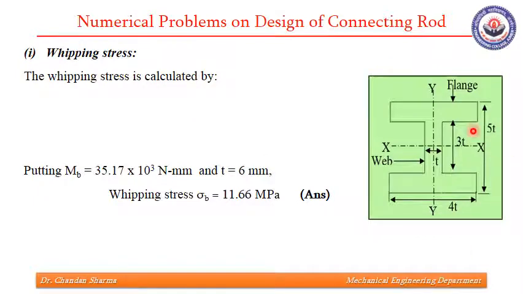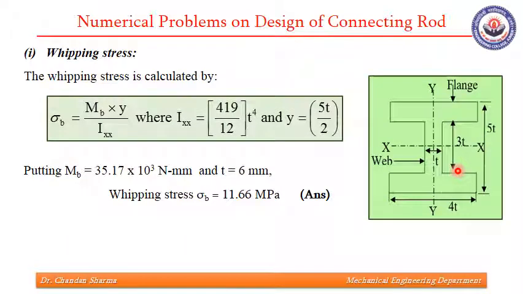For this standard cross section, the whipping stress shall be calculated by the formula sigma b as Mb y over Ixx. For the standard section, Ixx is given by this equation and y is given by 5t by 2. When we put all the values of Mb, y and Ixx, the whipping stress comes out to be 11.66 megapascal, which is well below the permissible limits.